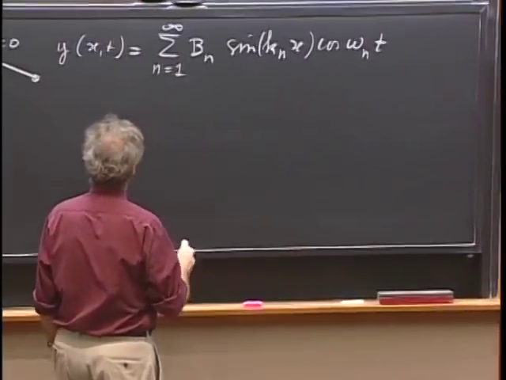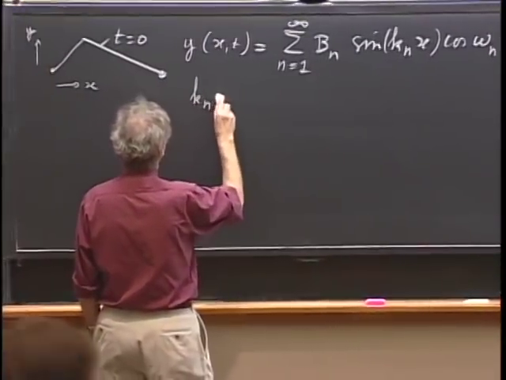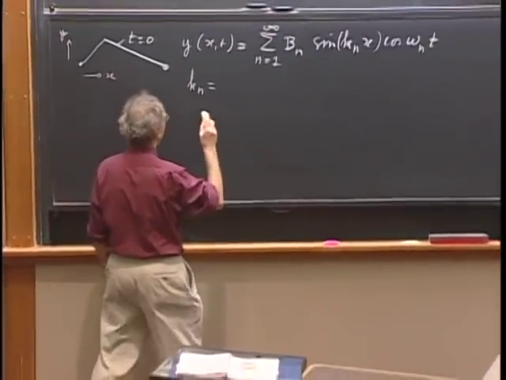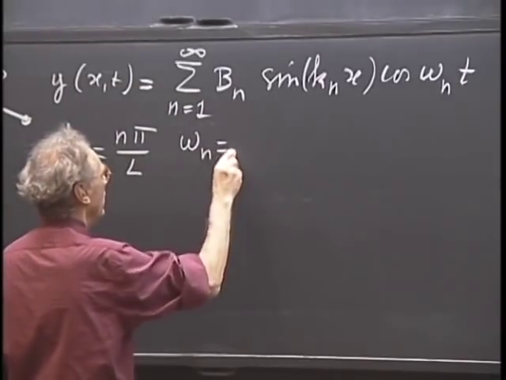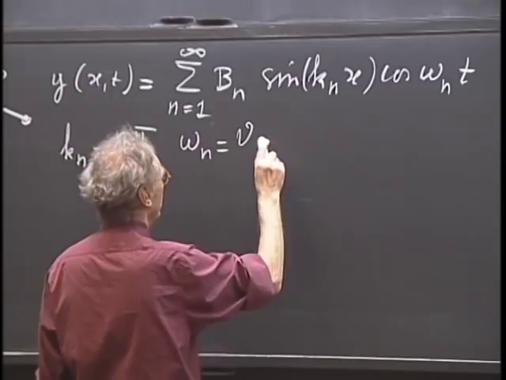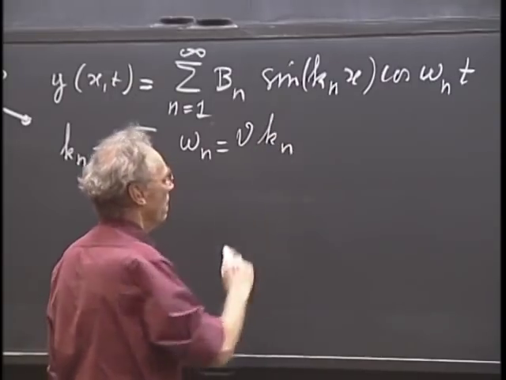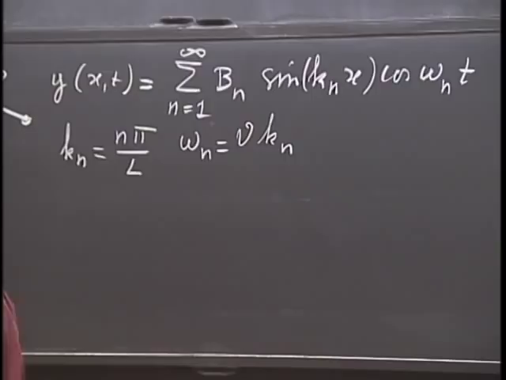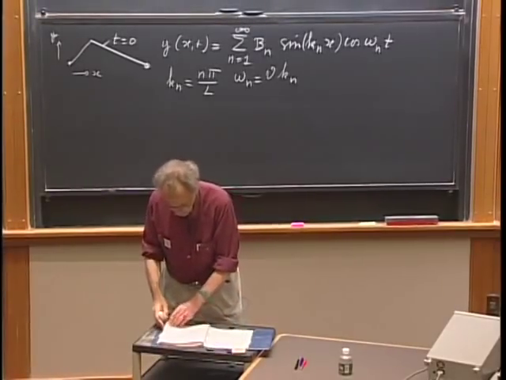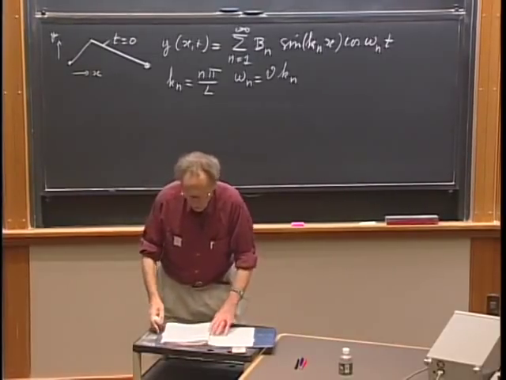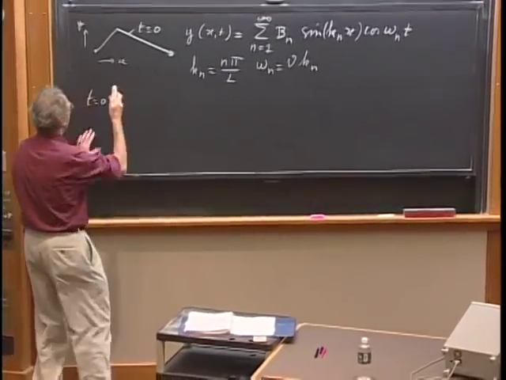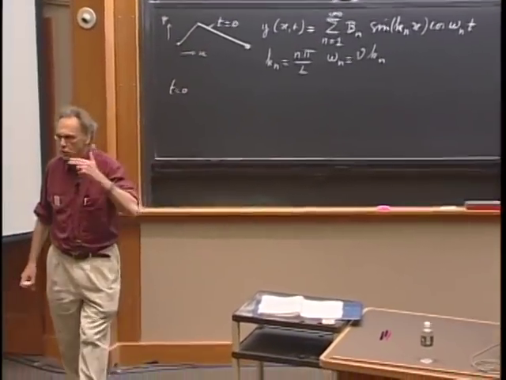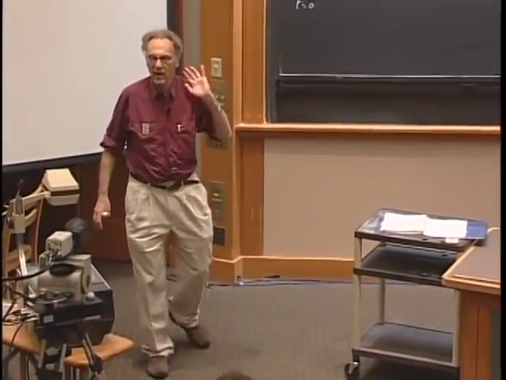And because of the boundary conditions, since the string is fixed at both ends, k_n is n pi divided by L, and omega_n is the propagation velocity times k_n. And n then is 1, 2, 3, 4, 5. So we know this. This is nothing new. We've had this recently. So I can also write down that at t equals 0, I can write this shape in terms of a series of sines. I will leave the time off now.